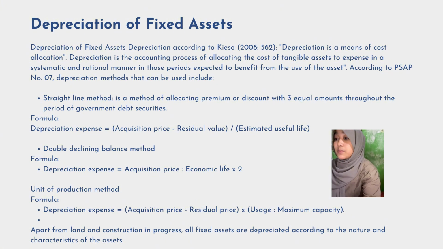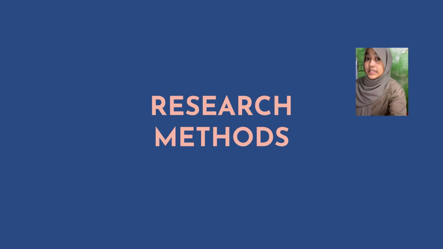According to PSAP number 7, depreciation methods that can be used include the straight line method. The formula for depreciation expense is acquisition price minus residual value equals estimated useful life. So the next one is double declining balance method. Depreciation expense means acquisition price divided by economic life times 2. And the unit of production method, the formula was depreciation expense means acquisition price minus residual price times usage divided by maximum capacity. Apart from the land and construction in progress, all fixed assets are depreciated according to the nature and characteristic of the assets. Next one is research method.